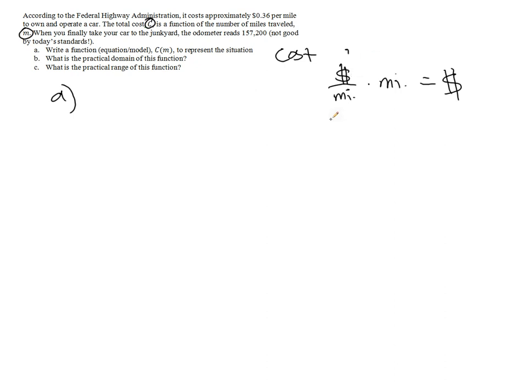So in this case, our dollars per mile is 0.36, or 36 cents, times the number of miles. So symbolically, we would say cost as a function of miles can be found by taking 36 cents, multiplying it by m, the number of miles.